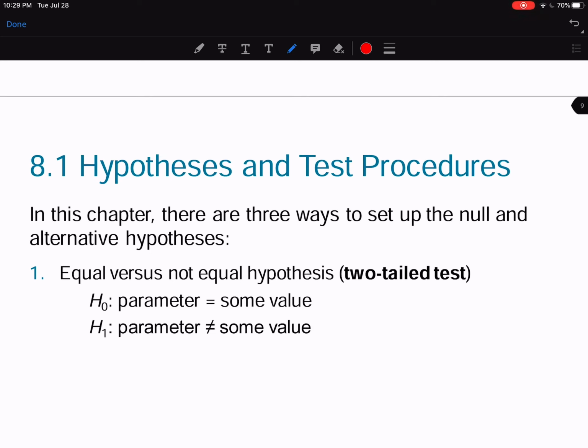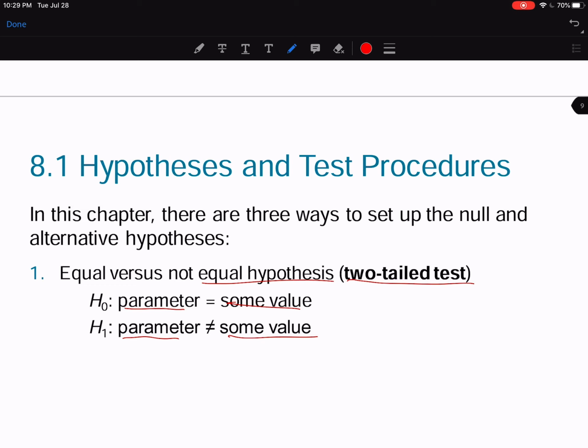All right, in this chapter, there are 3 ways to set up the null and the alternative hypothesis. So we have 3 different kinds of hypothesis testing. One is called equal versus not equal hypothesis. This kind of test is called a two-tailed test. For the null hypothesis, we're going to have a parameter is equal to some value. And for the alternative hypothesis, we're going to have the parameter is not equal to some value.